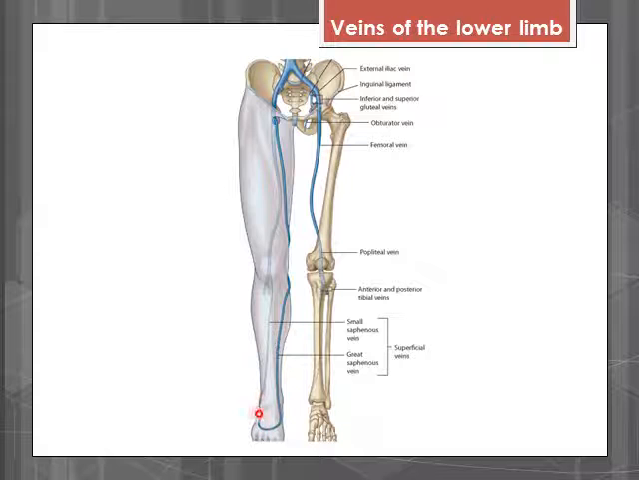The small or short saphenous vein originates from the lateral side of the dorsal venous arch, ascends up the posterior surface of the leg, and penetrates the deep fascia posterior to the knee in the popliteal fossa to join the popliteal vein. The popliteal vein becomes the femoral vein that enters the abdomen as the external iliac vein.